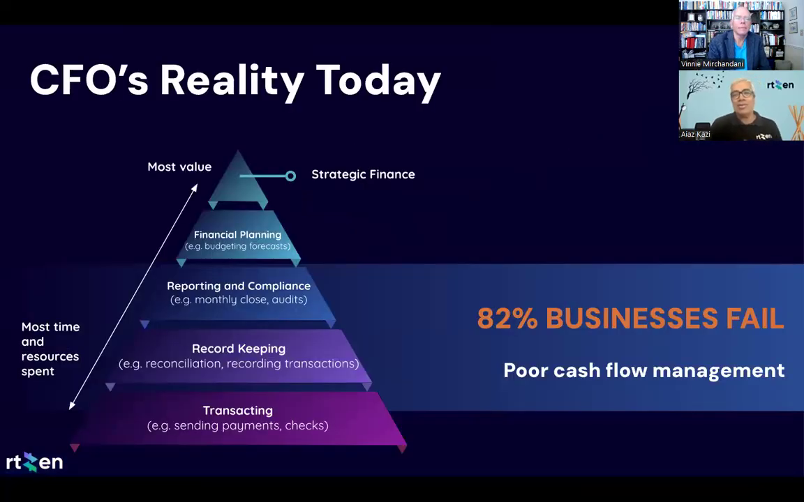So let's talk about, since we talked about CFOs, what's the reality today? Poor cash flow management. Everybody says cash flow is king. That's the cliche, but it is very, very true. 82% of businesses today fail because of poor cash flow management. Those who can't manage their inflows, outflows, and timing of flows are not able to sustain a business.